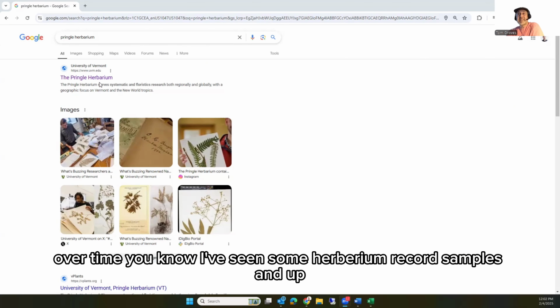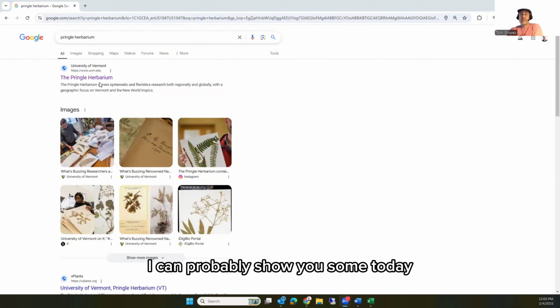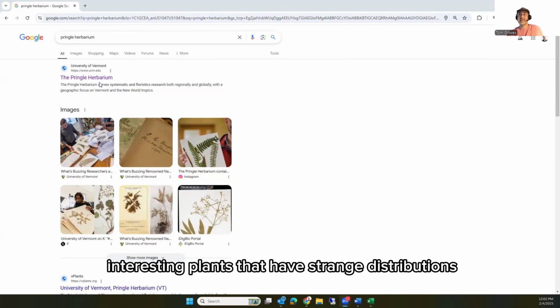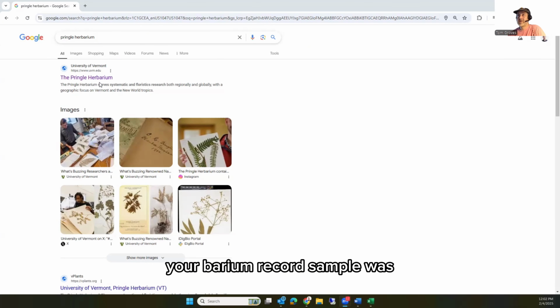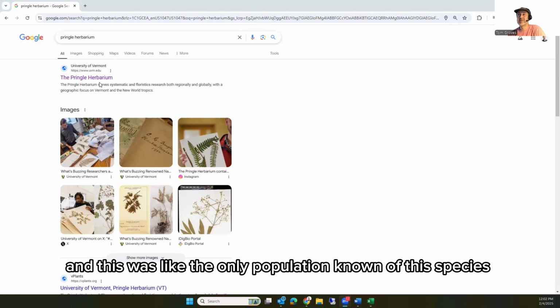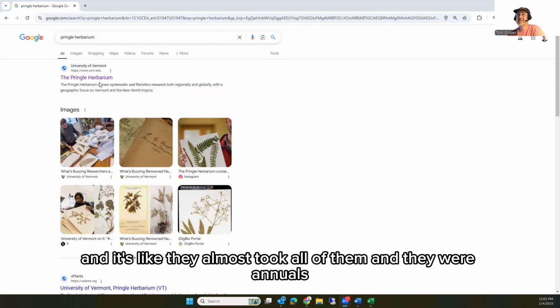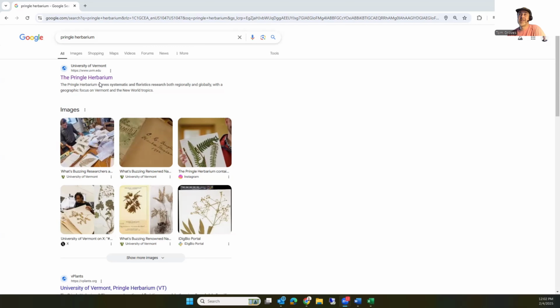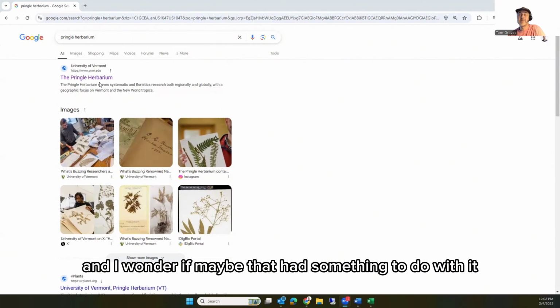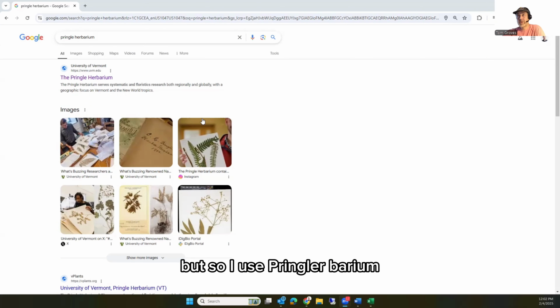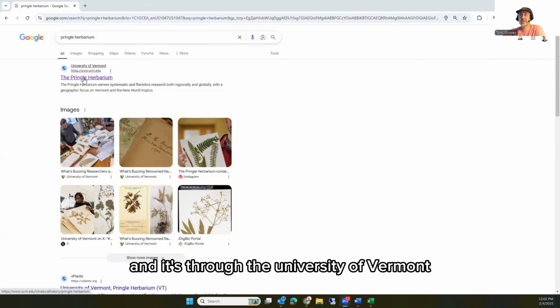Over time, I've seen some herbarium record samples, and I can probably show you some today. Interesting plants that have strange distributions. I'll use a few as an example, but it's like the herbarium record sample had 20 plants in it, and this was the only population known of this species in a particular region, and they almost took all of them. They were annuals, and they were all in flower. So that plant hasn't been seen in a really long time, and I wonder if maybe that had something to do with it. But so I use Pringle Herbarium, and it's through the University of Vermont.